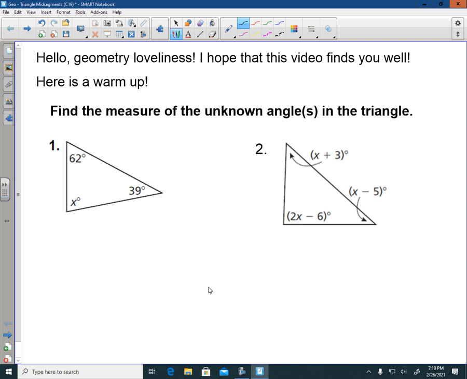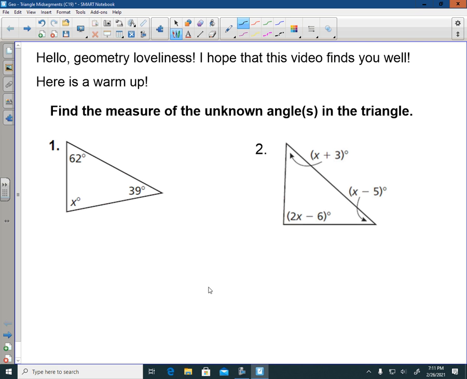Alrighty, these two problems are examples of the triangle sum postulate, which says that all three angles of any triangle sum to 180 degrees. Now for number one, you probably can just sort of guess what to do. Take that 180 degrees, subtract 62, subtract 39, and that's going to give you x. And you'd be right, my friend. That's a great way of going about it.